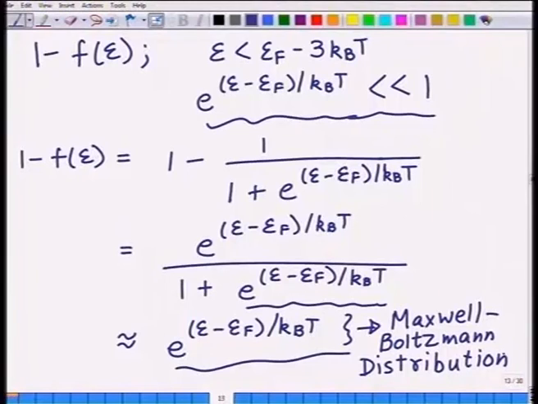Alright, if that's the case, now I can figure out what the population density is. So now we understand that, whatever the Fermi energy is, as long as you don't ask the question very close to it, the distribution is a Maxwell-Boltzmann type of distribution.